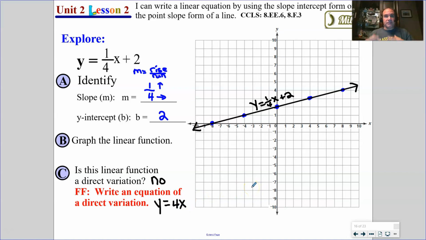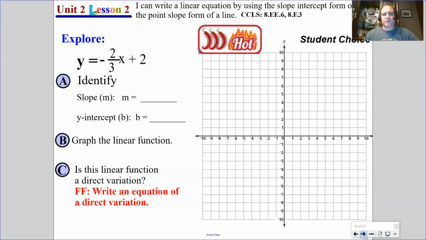Remember, you just have to put down a slope next to the x. The y-intercept is 0. That's what makes it a direct variation. This is not a direct variation graph, and that's it. Let's go on to the next problem.